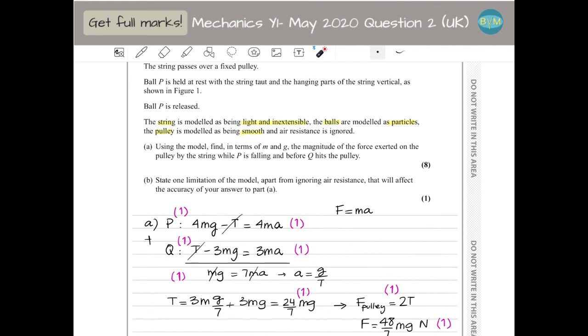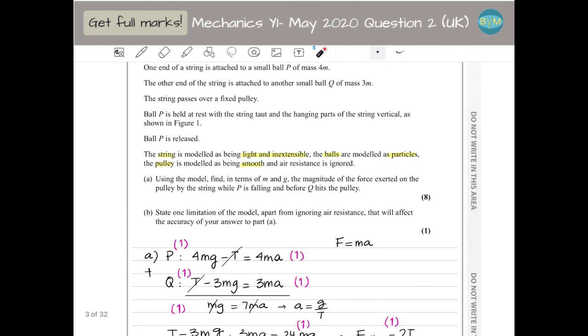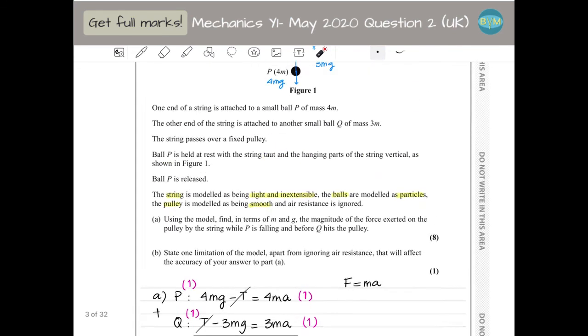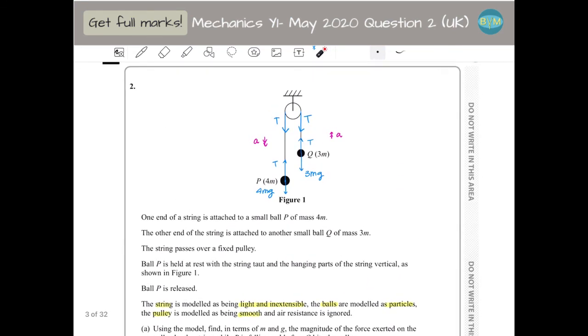It really doesn't matter. Or if you are using gravity, for example, in your question, in this case, they ask us to write in terms of g. But if you are using the actual number, you can always say that you can use a more accurate value of gravity. And that's it. This is just your 9 marks question about pulleys. It's quite simple.